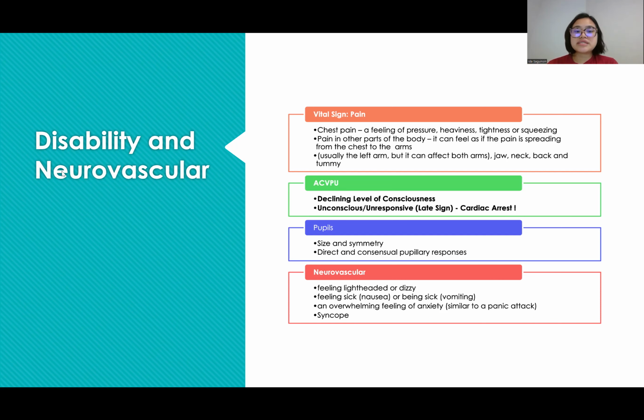Neurovascularly, patients with ACS could feel lightheaded, dizzy, nauseated and vomiting. There's also this potential feeling of impending doom and gloom, and an overwhelming feeling of anxiety that's very similar to a panic attack. Patients can also present to A&E or we admit them and their presenting complaint is actually syncope. They already had a collapse.